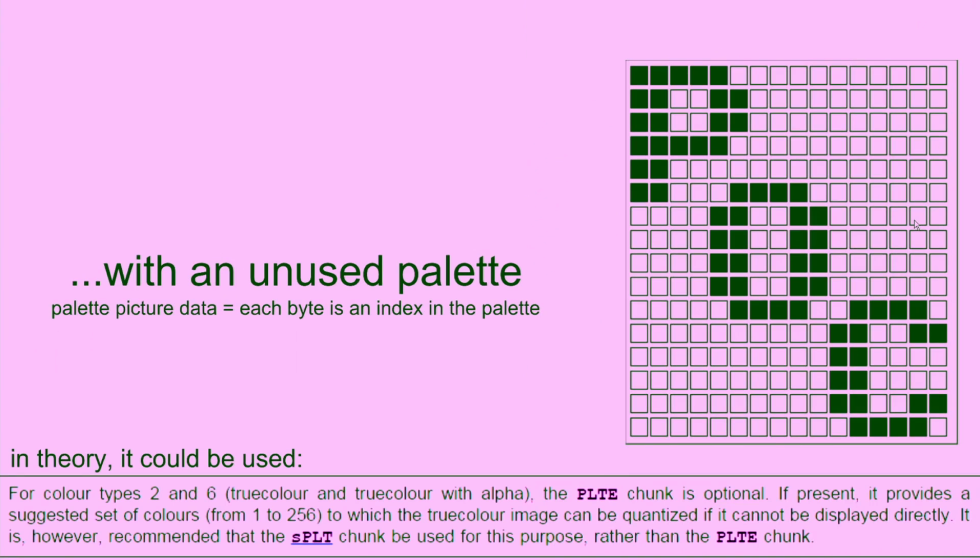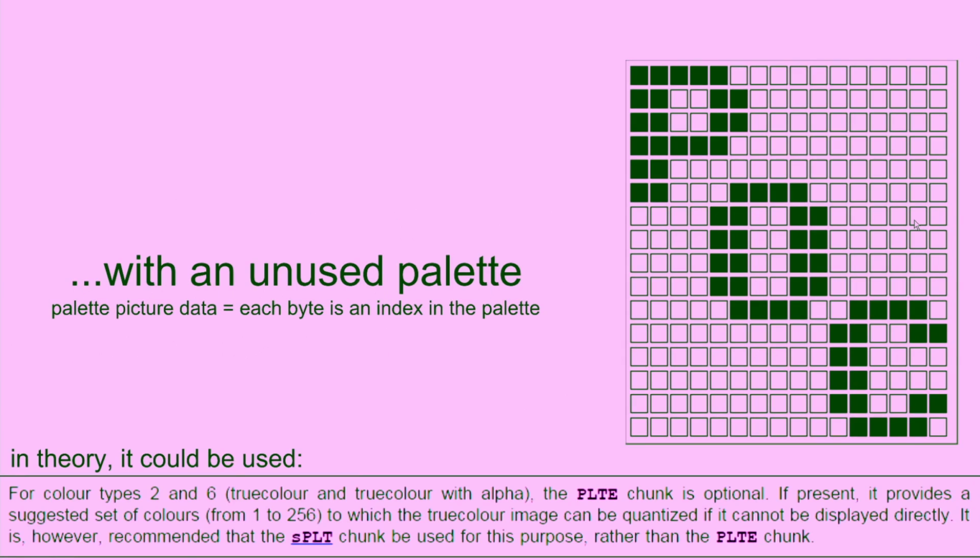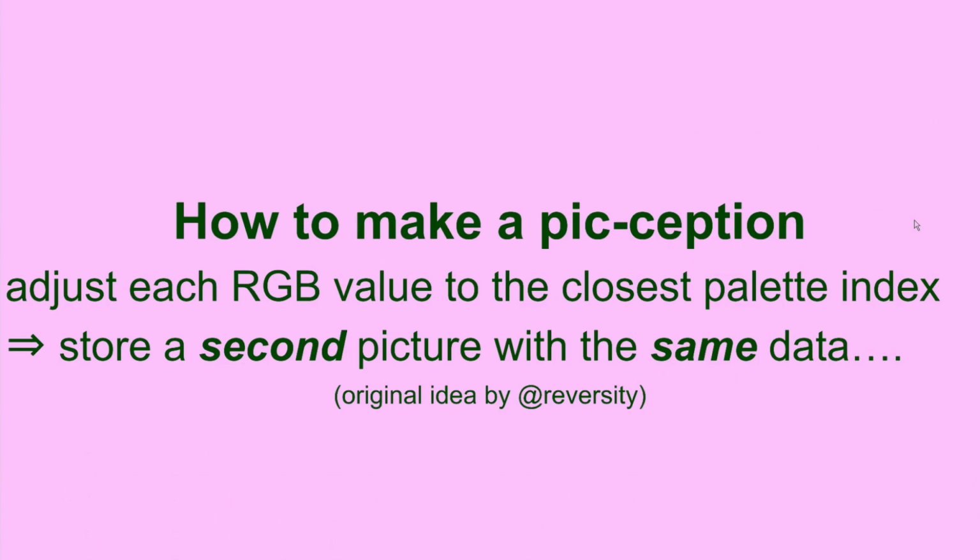We added a palette, a random palette, and basically the trick is that when you have picture data for a palette, then each byte is an index in the palette. So the idea is that you adjust each RGB value, red, green, blue, so that it actually maps to a different color in the palette, so that it's a valid RGB, but it's also a valid picture. I probably won't do it live. And so basically, you have a second picture that is stored in the same data via the palette.